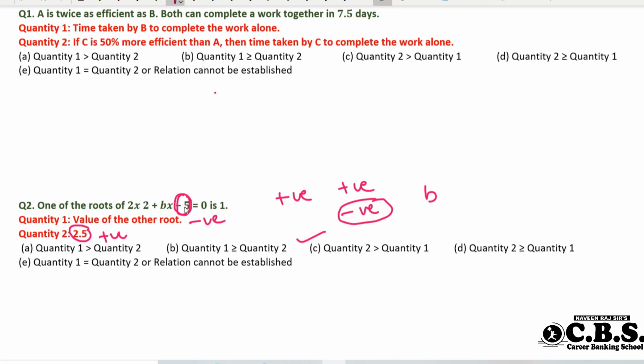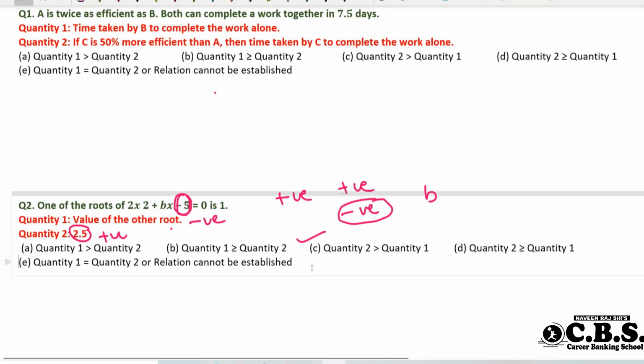So either the x square coefficient or the constant is negative, so one root is positive and the other root is negative. One of the roots is 1, so definitely the other root is negative. One root is negative, the other is positive, obviously positive is more than negative, so C is the right answer. So this is one way to answer the question.